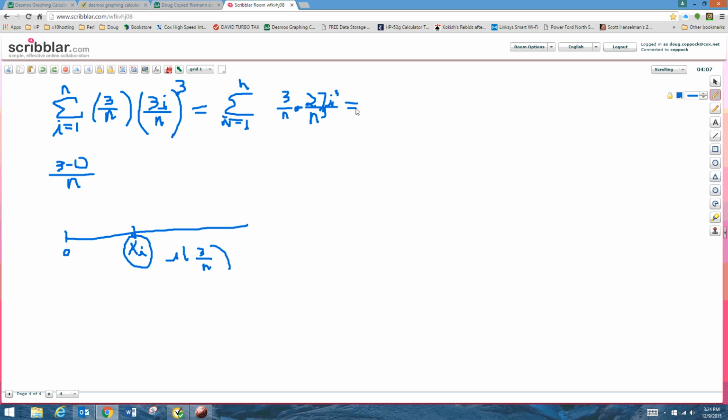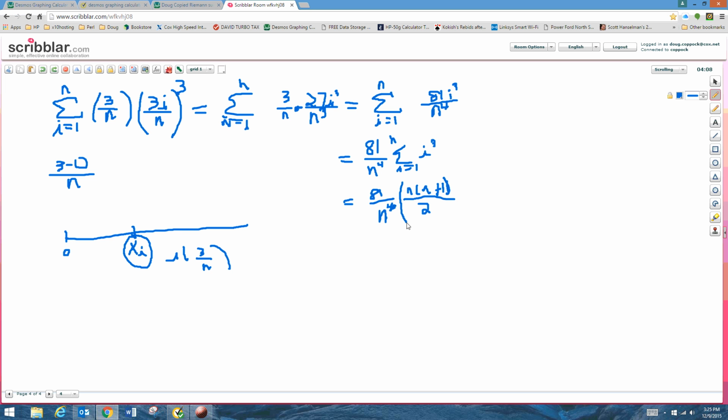Remember, n is just a constant, so I'm going to simplify this to the sum from i equals 1 to n of 81 i cubed over n to the 4th. And now I can pull this constant out front, 81 over n to the 4th. And I've got the sum from i equals 1 to n of i cubed. Oh, but guess what? The sum of i cubed is, well, I'll write it this way: n times n plus 1, that's right parentheses, over 2, the quantity squared.